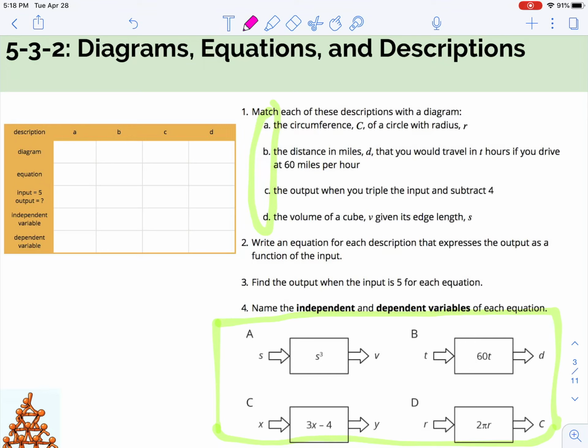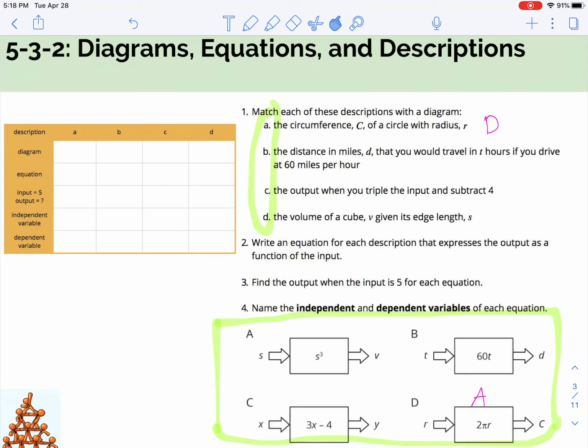Okay, so A says the circumference C of a circle whose radius is R. For those of you who forget the circumference of a circle formula, it is closest to D. So I'm going to write an A above that, and a D next to this. So 2 pi r. That's the circumference of a circle formula.